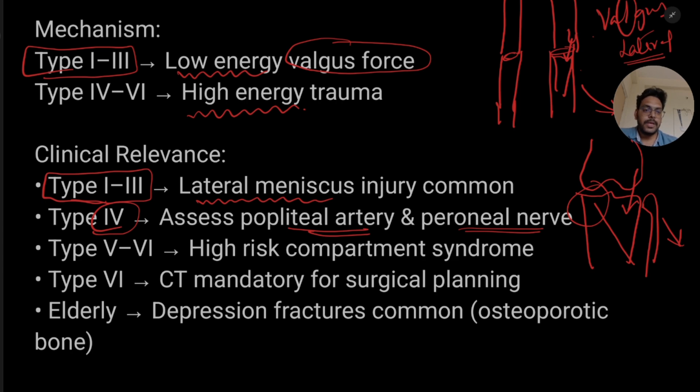You are going to ask the patient to do dorsiflexion of the foot, because if the peroneal nerve is damaged, there is foot drop. Then type 5 and 6, it's high risk for compartment syndrome.